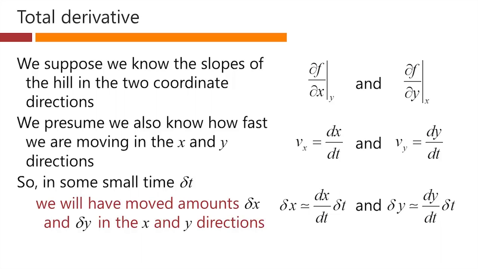The amount we will have moved in the x direction, the delta x, will be our velocity component in the x direction times this amount of time, delta t. And similarly, the amount that we will have moved in the y direction, delta y, will be our velocity in the y direction, dy by dt, times delta t.